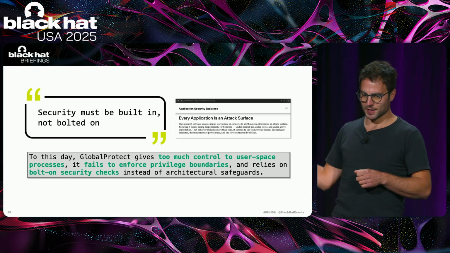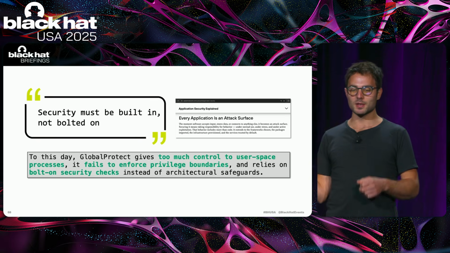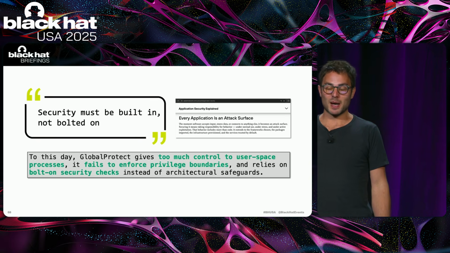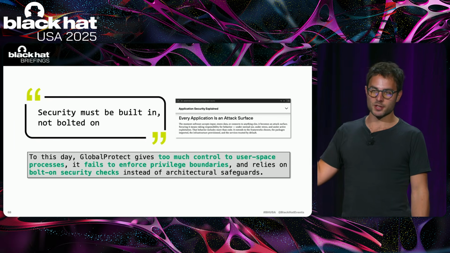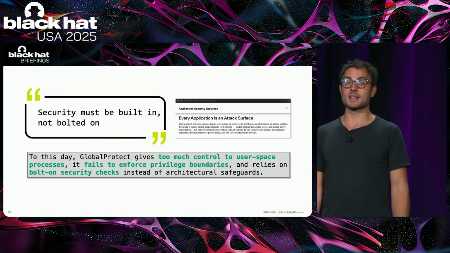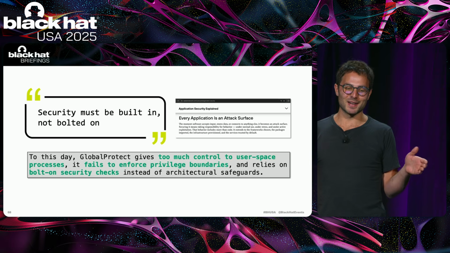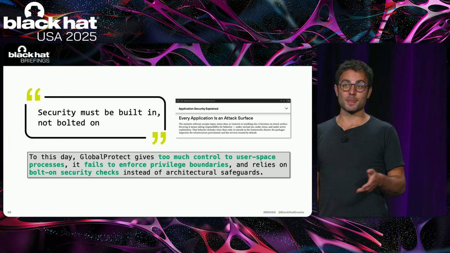I've got a little screenshot here, which I don't expect you to necessarily see, but maybe the eagle-eyed in the room will. This is actually from a Palo Alto document, the application security explained. And in it, they say, every application is an attack surface. I say this entirely tongue-in-cheek, but I couldn't help but feel that maybe they nailed it when they said that, at least about GlobalProtect.